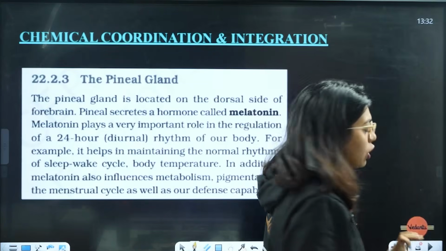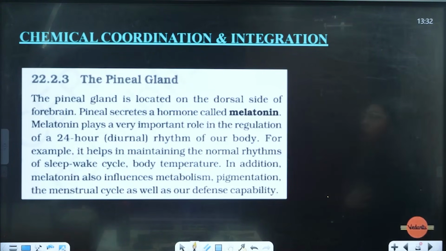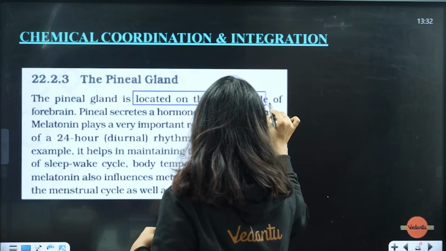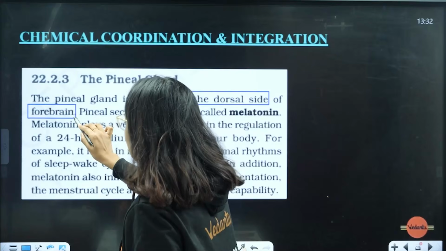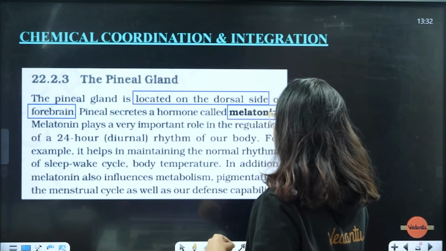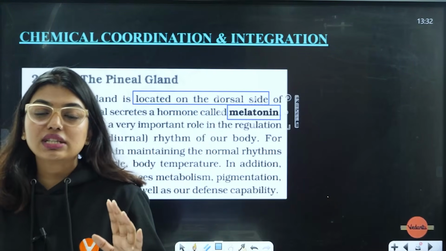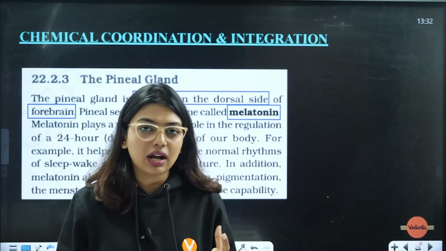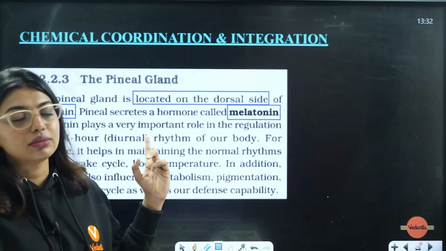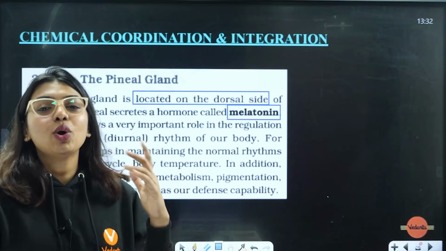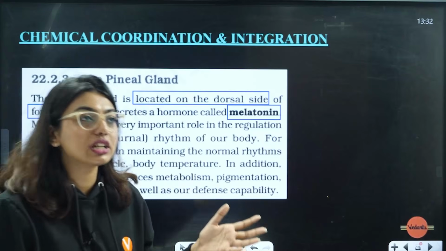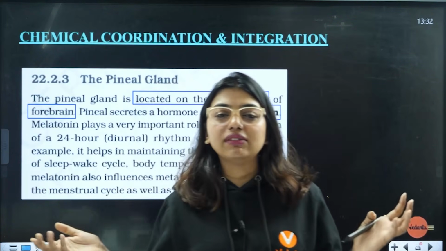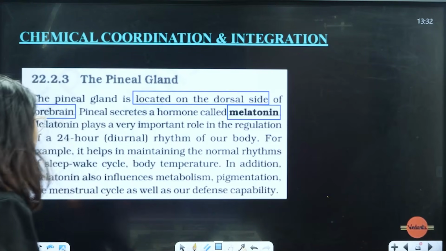Next gland is going to be your pineal gland. The pineal gland is located on the dorsal side of the forebrain. Pineal secretes a hormone called melatonin. Majority of the students have confusion here. Students, melanin is for pigmentation, for our skin color. Melatonin is the one that regulates your sleep and wake up cycle, your circadian rhythms, that is when you wake up and when you sleep, your day to day routine, he is the one maintaining it.